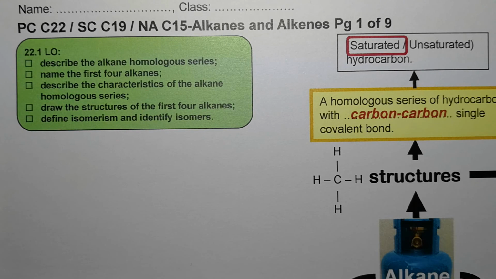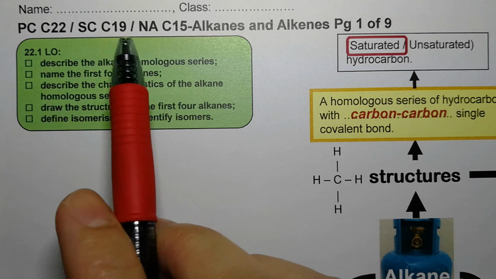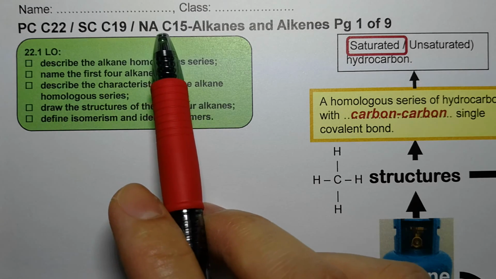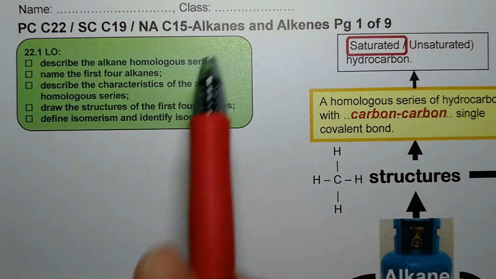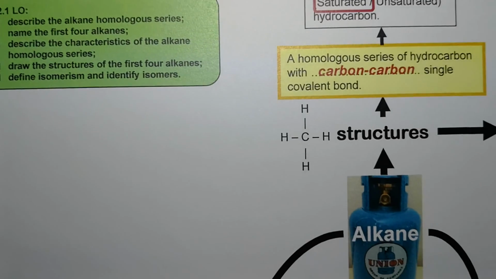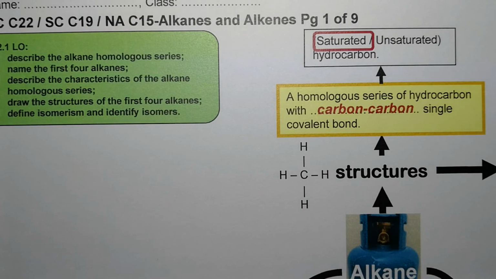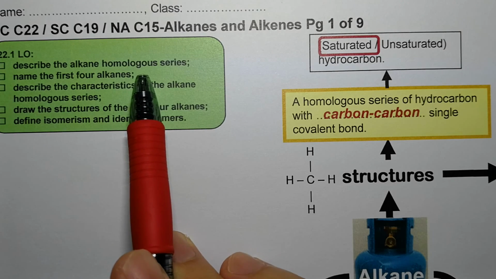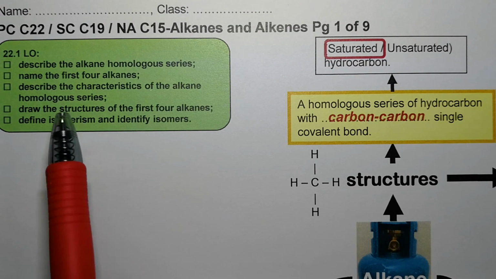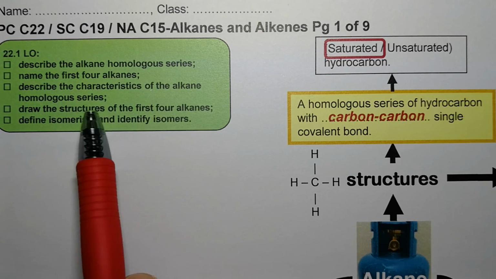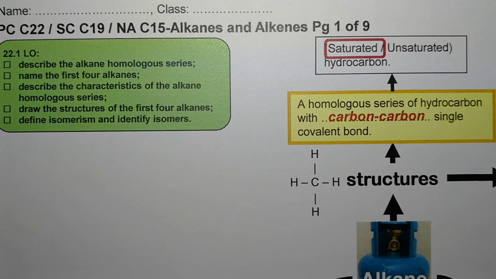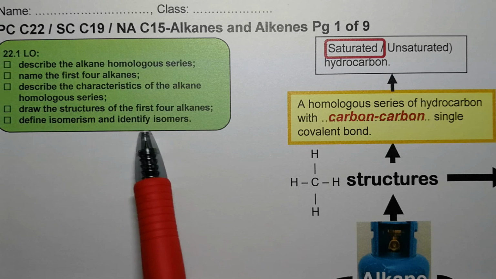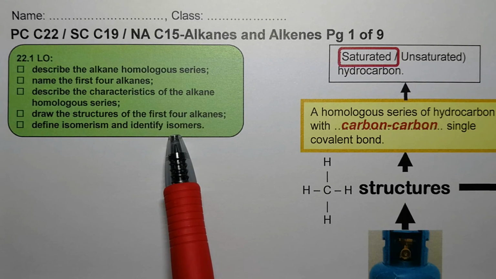This is chapter Pure Chem, chapter 22, Science Chem or Combined Chem, chapter 19, Normal Academic Chemistry, chapter 15, Alkanes. The lesson objectives are to describe the alkane homologous series, name the 4 alkanes, describe the characteristics of the alkane homologous series, draw the structures, as well as define isomerism and identify isomers. The last lesson objective is only applicable to pure chemistry.